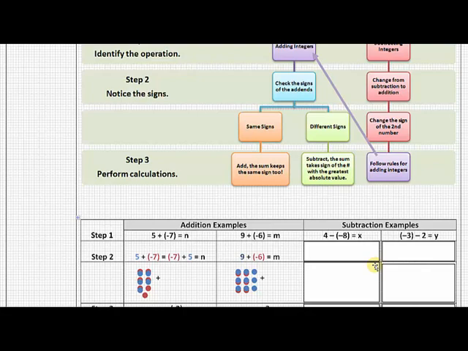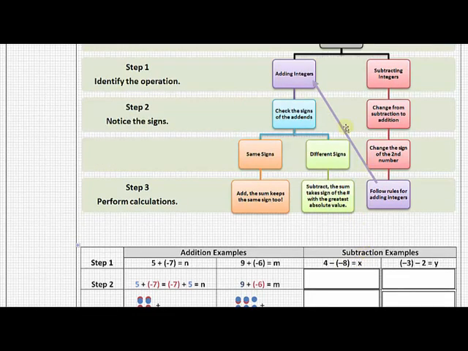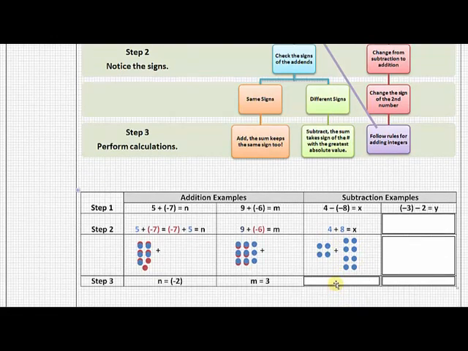Let's take a look at these subtraction examples. So I have 4 minus -8 equals x. I'm trying to figure out what x equals. According to this, I can change it from subtraction to addition. So I've changed it from subtraction to addition, and I changed the sign of the second number. If I change this to addition, I have to change it from a -8 to a +8. And now I just follow the rules for adding. Now this looks like a very simple problem. I have 4 plus 8. They're both positive, so there's nothing to cancel out. And what I end up with is 12 positive, so x equals 12.